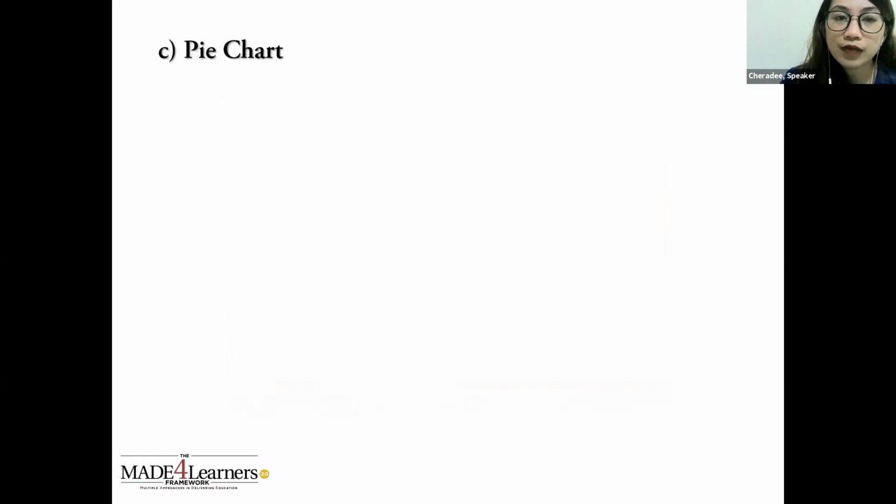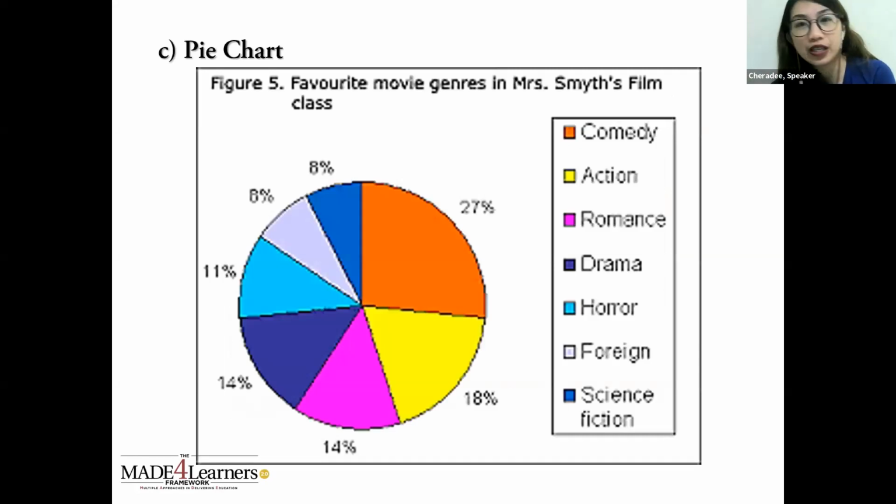Next, pie chart. Now, when are we going to use a pie chart? A pie chart is used if you are going to get a contribution from a population. For example, you want to determine the favorite movie genre of Mrs. Smith's film class. In the class of Mrs. Smith, 27% like comedy. So you can already determine that in that population, in that class, 27% of them like comedy.